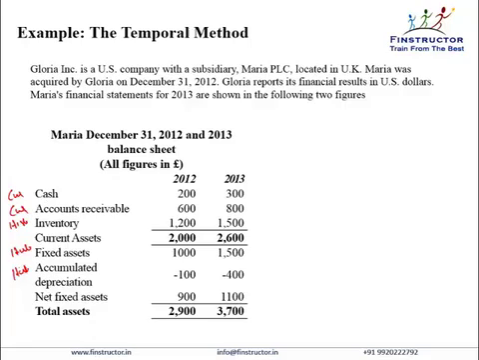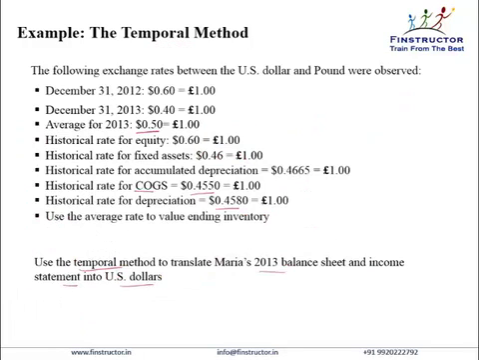So let's look at the current rate and the historical rate for inventory, fixed assets and accumulated depreciation. The current rate, that is on December 31st, 2013, is $0.4 per British pound. The historical rate for fixed assets is 0.46. For accumulated depreciation is 0.4665. And we are asked to use the average rate to value ending inventory.